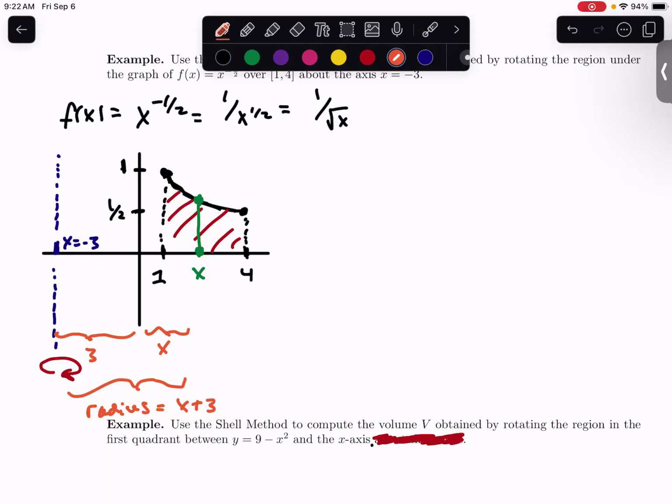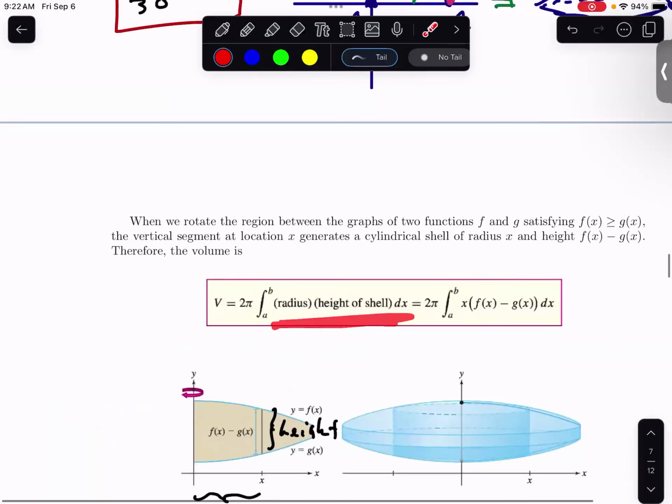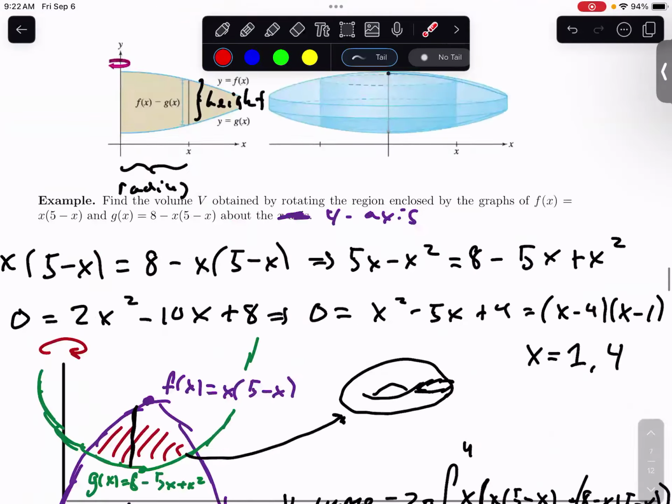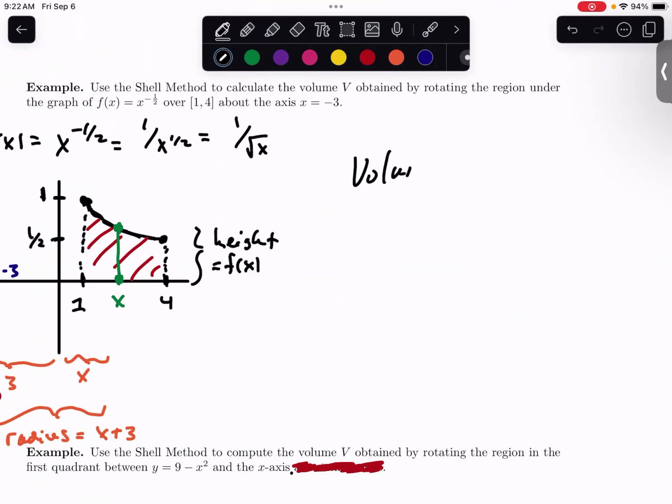The height isn't really the hard part here, right? We don't have two functions, we just have the single function. So the height is just equal to f of x. Once you know what the radius is and the height, it's just a matter of plugging into this formula. So the radius is now going to be x + 3, and the height is just f of x, where f of x is equal to x to the -1/2 power. So the volume is going to be equal to 2 pi times the integral from 1 to 4.